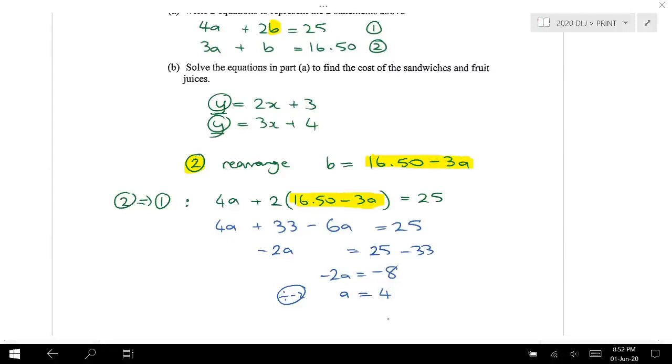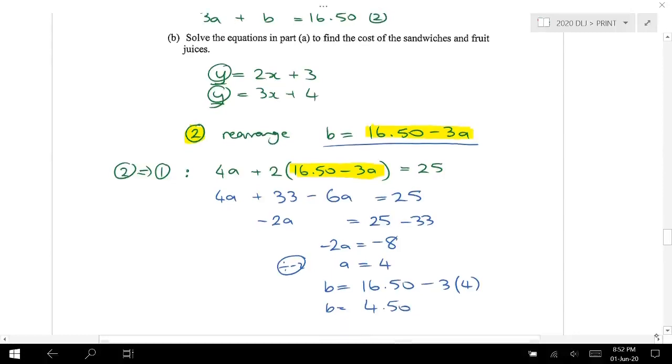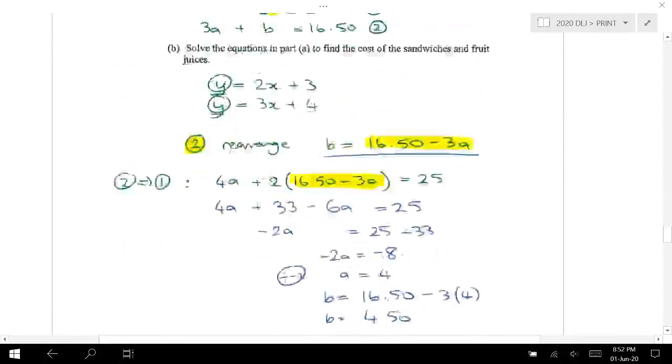We're not quite done. We need to figure out b. So up here we have an equation for b, provided we've got a, and it's nice and easy for us to work that out now. So 1650 minus 3 times 4, because we just worked out a was 4. So b equals $4.50. Alright, that's that.